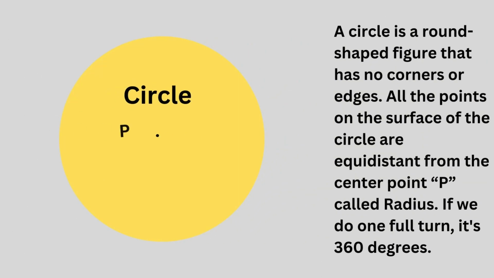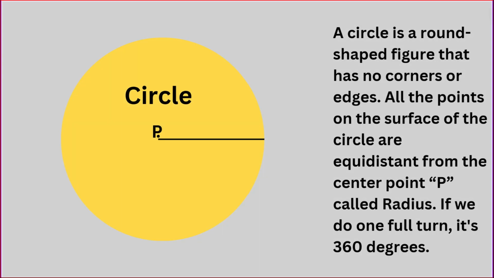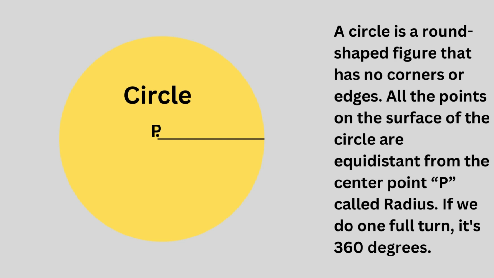Next shape we are going to see is circle. A circle is a round-shaped figure that has no corners or edges. All the points on the surface of the circle are equidistant from the center point P, called radius. If we do one full turn, it's 360 degrees.